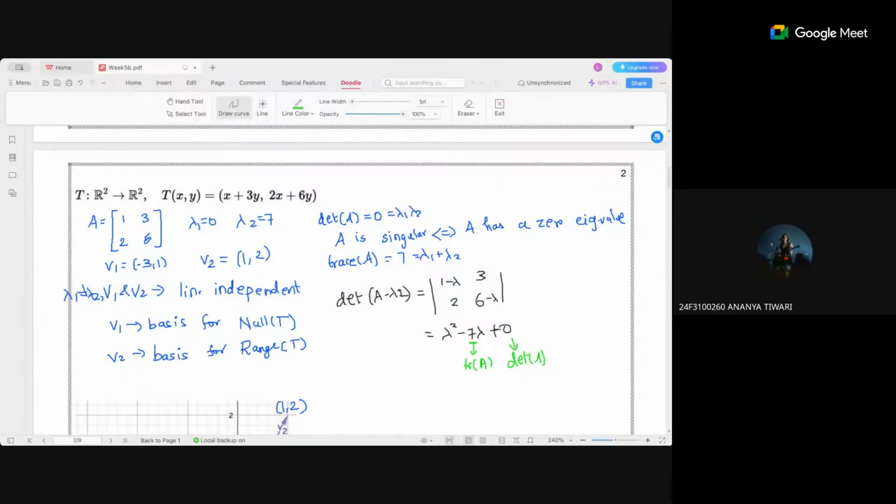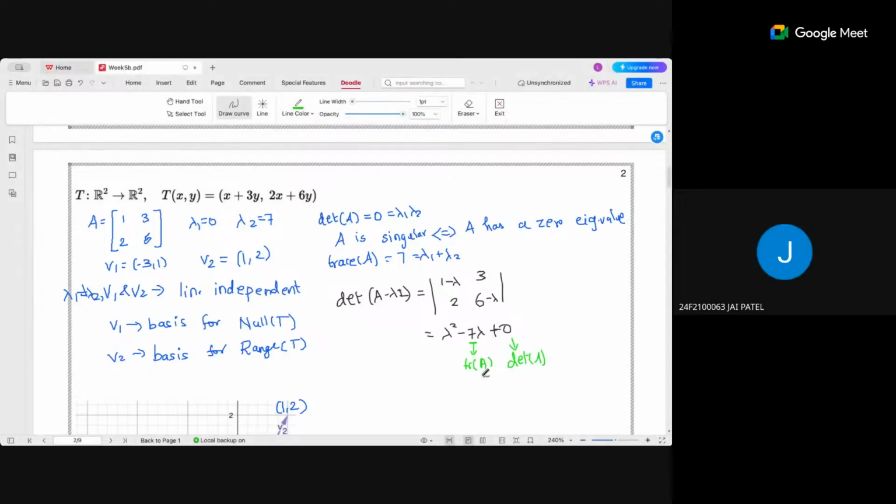Yes, ma'am. I'm reminded of something we studied in class 10th about quadratics. If you have a general quadratic ax square plus bx plus c, then the sum of the roots is minus b by a, and the product of the roots is c by a. It's looking like exactly the same thing here. Yes, exactly the same thing. We are observing that here also.